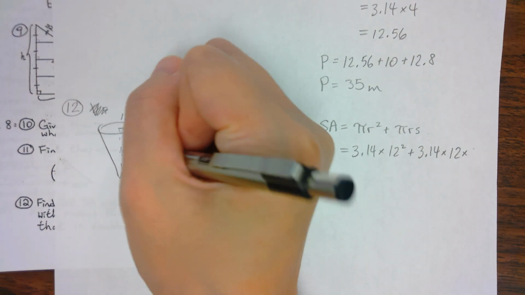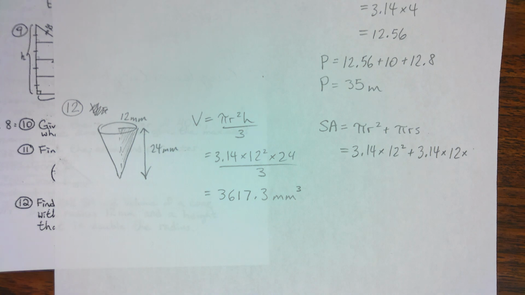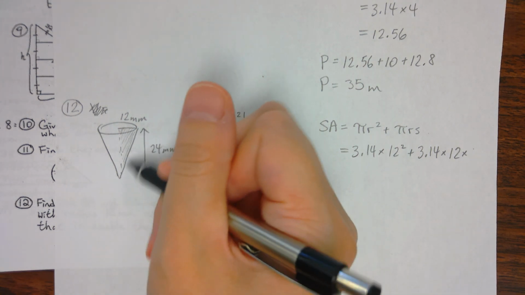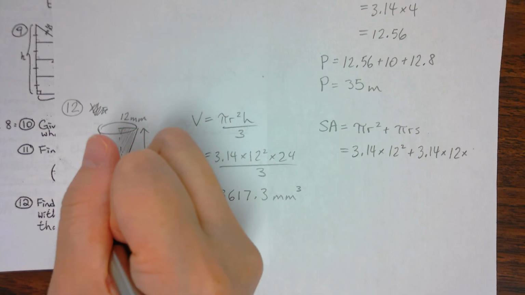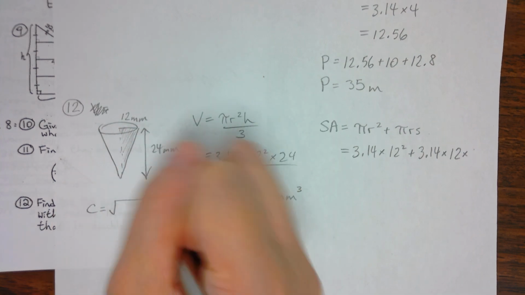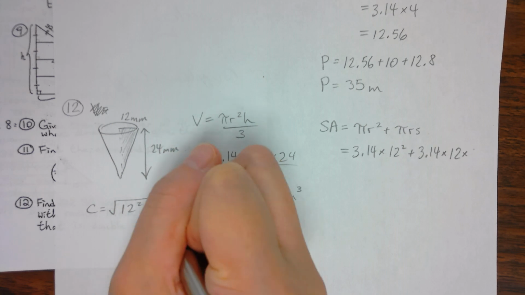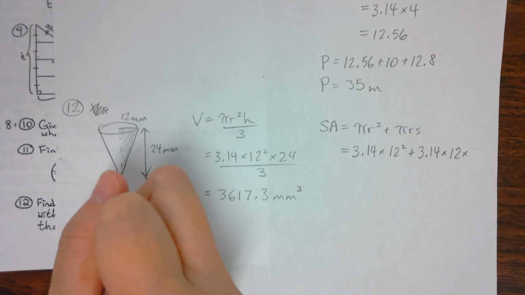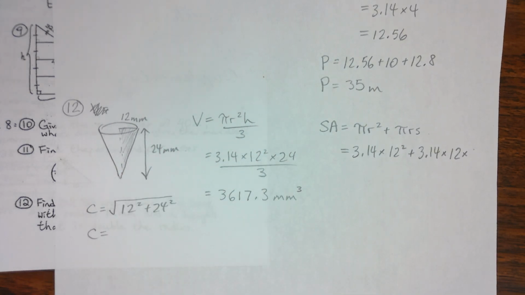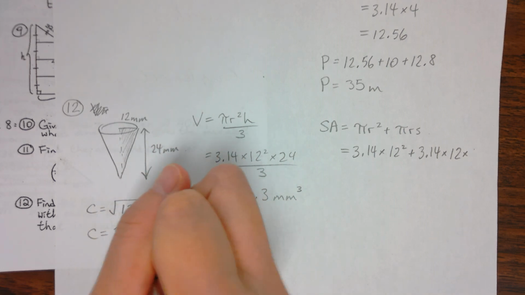Calculate it. Pythagorean theorem. Whenever I'm not given something, it's always Pythagorean theorem. Since I'm looking for the slanted height, I'm doing the adding one. Alright, so 12 squared plus 24 squared, square rooted. So my slanted height is 26.8.